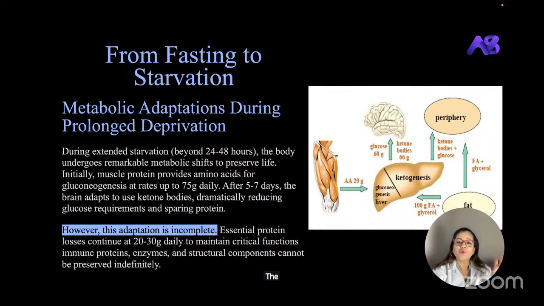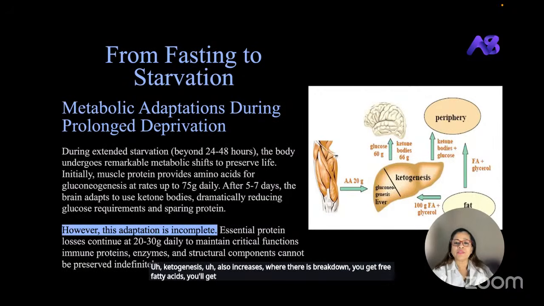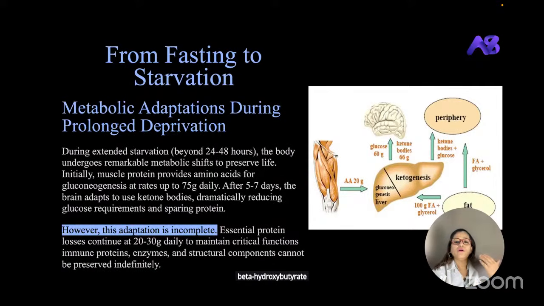So muscle proteolysis increases the nitrogen losses. Urinary urea excretion also increases, and this phase is actually a protein-costly phase, and in the long term it is very bad for your muscle. So these adaptive phases happen in 3 to 7 days, and it can prevent a fatal protein depletion. Ketogenesis also increases, where there is breakdown. You get free fatty acids, you'll get acetate, beta hydroxybutyrate. Then the brain, which requires this, so ketones are supplied.